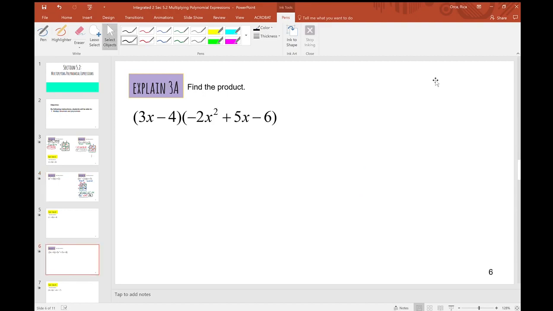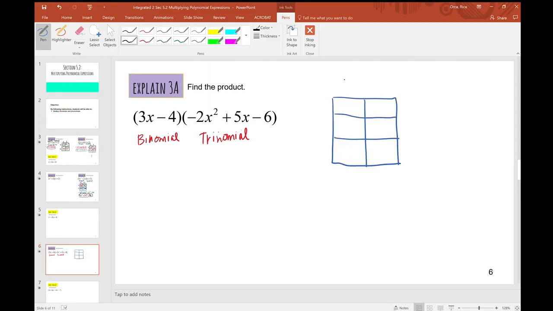Let's do one more problem. This time I want to do explain 3a. Notice how this problem's a little difficult because this time we have a binomial times a trinomial. So let's go ahead and draw our box. We can draw a box with 2 columns and 3 rows, or 3 columns and 2 rows. It doesn't really matter because in the end, we'll get the same answer.